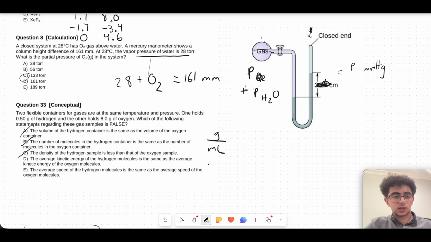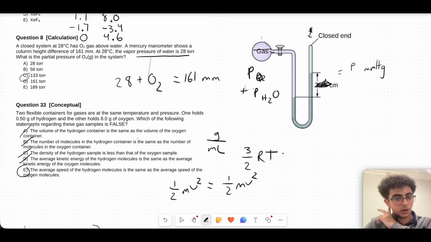Average kinetic energy is the same. That's true because the average kinetic energy is 3/2 RT. R is a constant, and they're both at the same temperature. So by process of elimination, it's E, but it's also E because it says the average speed is the same. That's not necessarily true. Even though their average kinetic energy is the same, kinetic energy is 1/2 mv squared. So 1/2 mv squared of one will be equal to 1/2 mv squared of the other because they have the same kinetic energy. However, one is heavier than the other. So because one m is bigger than the other, that means their v's are also a little bit different. That's why E is false.